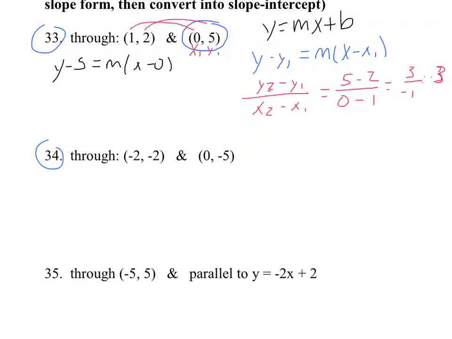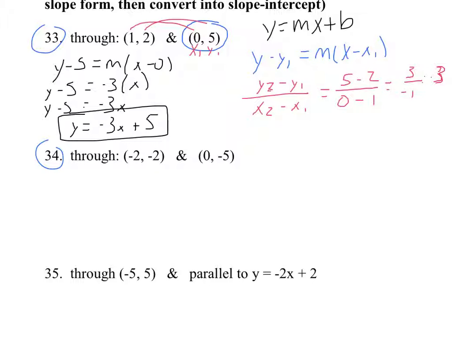So now I have y minus 5 equals a negative 3. Then I really only have x inside the parentheses because x minus 0 is x. So now I have y minus 5 equals, now if I multiply those two together, I get negative 3x. If I add 5 to both sides, I get negative 3x plus 5. And that's our equation.